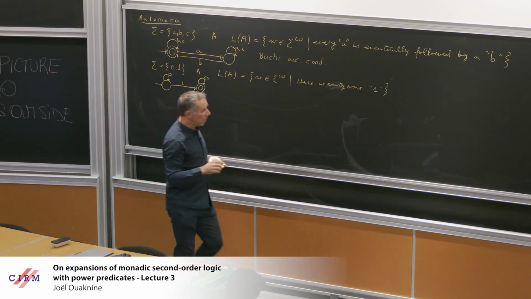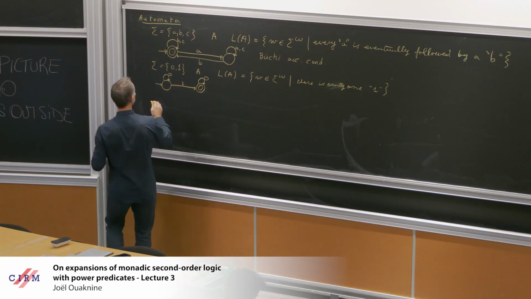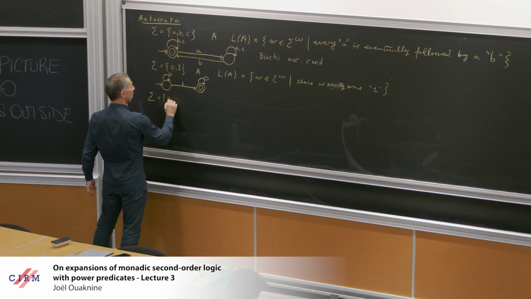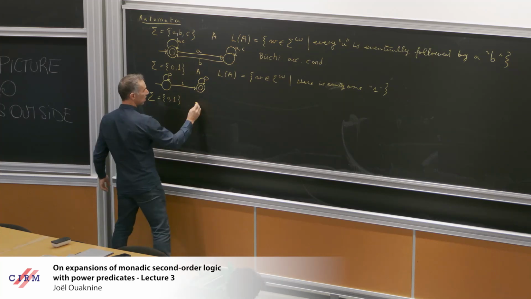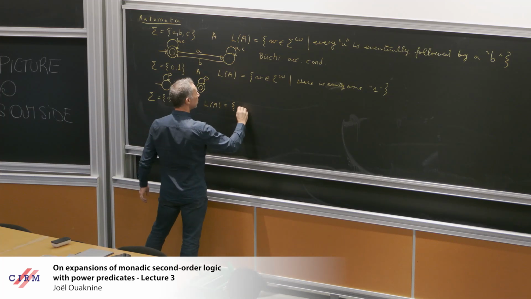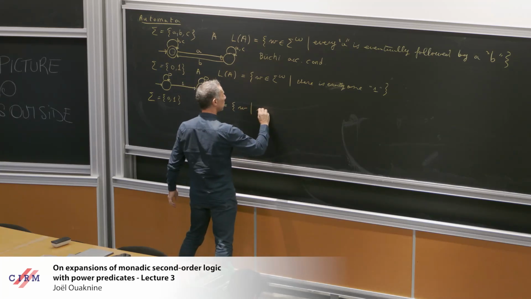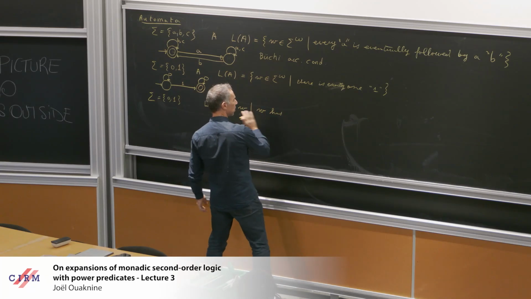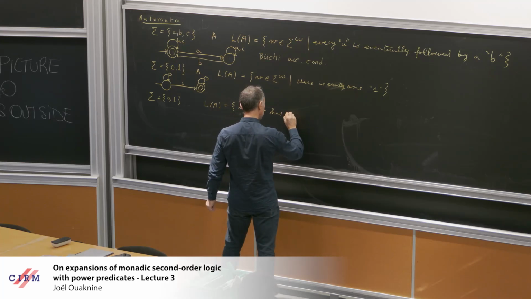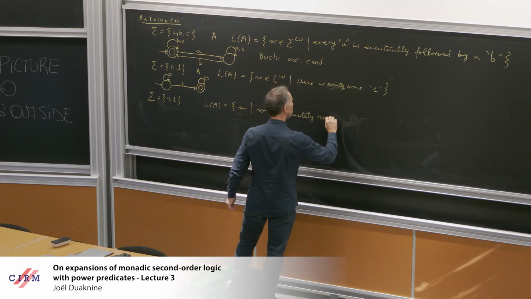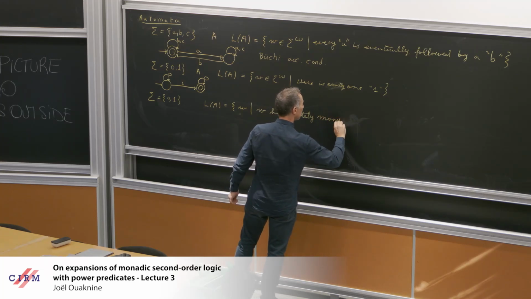Okay, and then finally, I want to have an automaton, again over 0, 1, such that the language of the automaton is the set of words W, infinite words, such that W has finitely many ones.